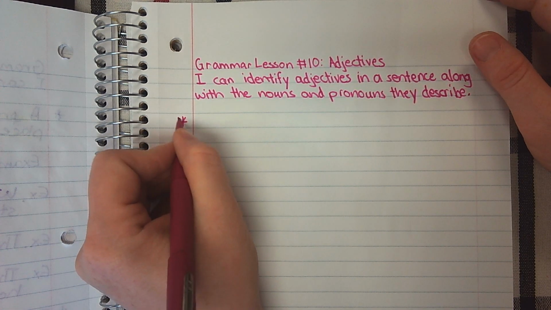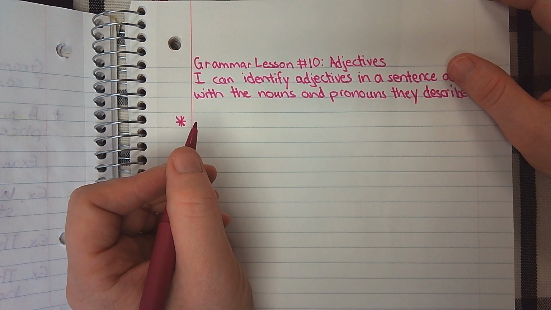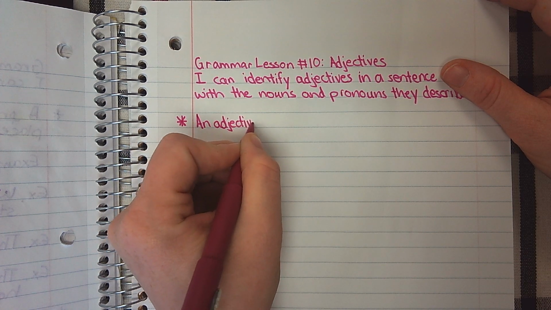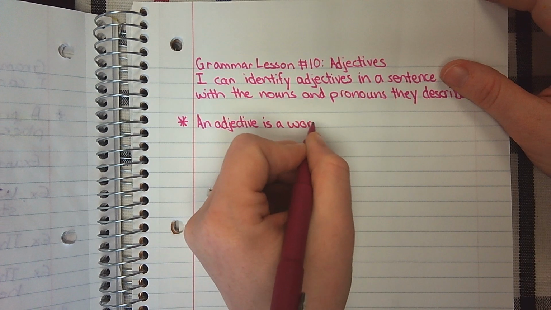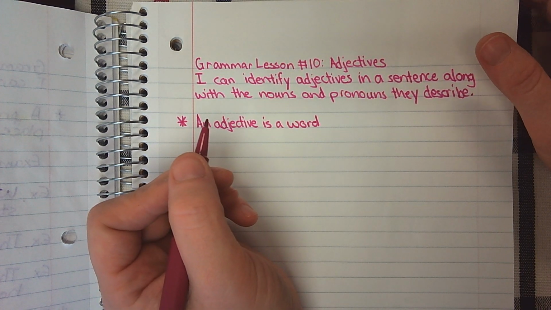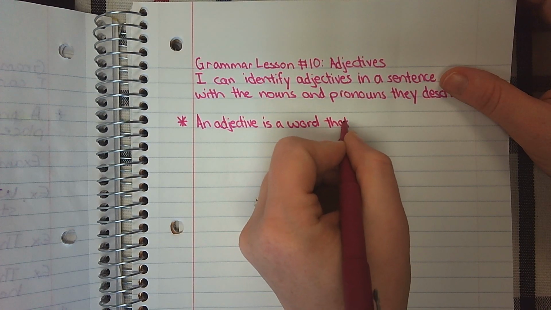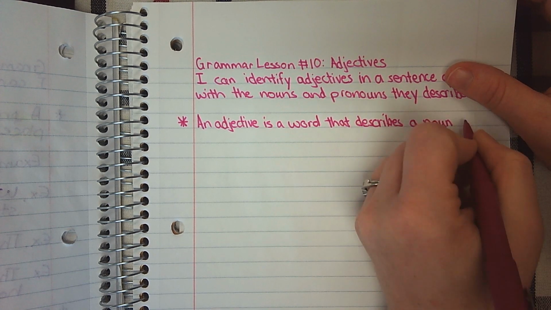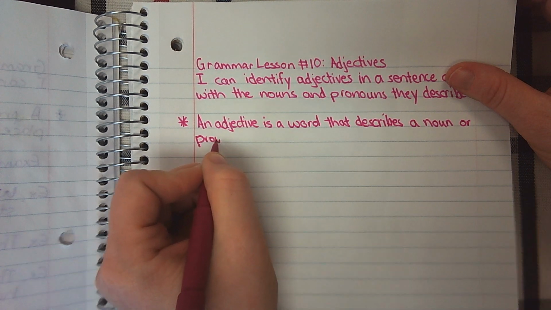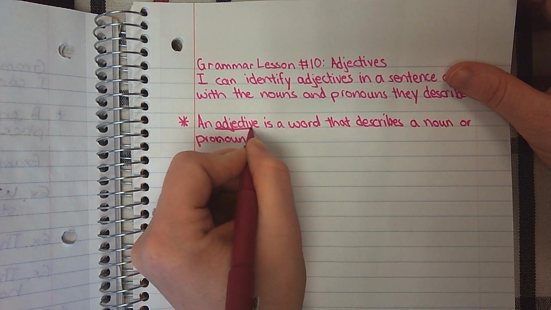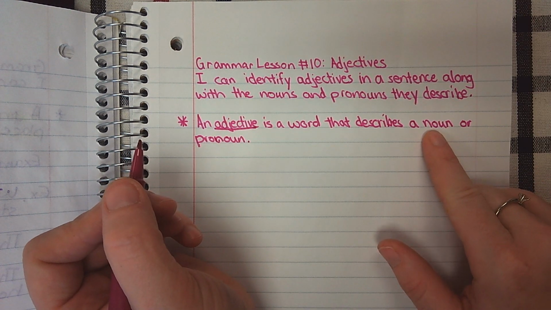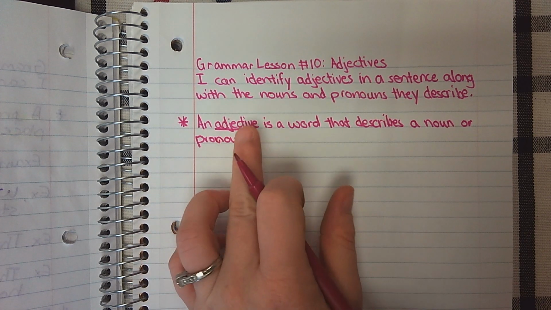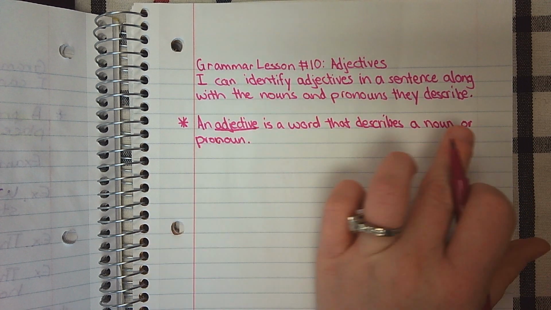Okay, let's put a star and let's define what an adjective is. An adjective is a word that describes a noun or pronoun. Okay, underline the word adjective. Okay, we've already talked about nouns as being a person, place, thing, or idea. We've talked about a pronoun as being any word that replaces a noun. So the adjective is going to be a word that describes one of those, either a noun or a pronoun.